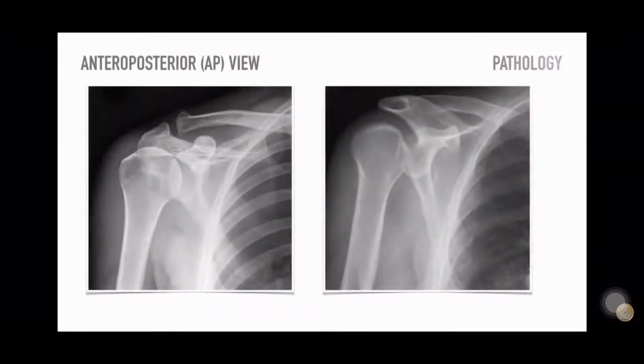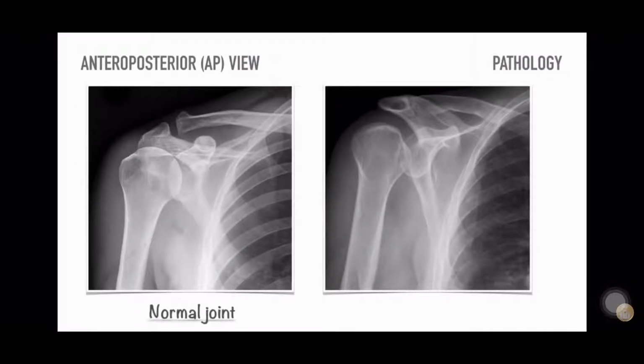The AP view allows good evaluation of fracture or dislocation and can also demonstrate abnormalities in the settings of chronic shoulder pain, including calcific tendinitis or bursitis and acromioclavicular joint arthritis.